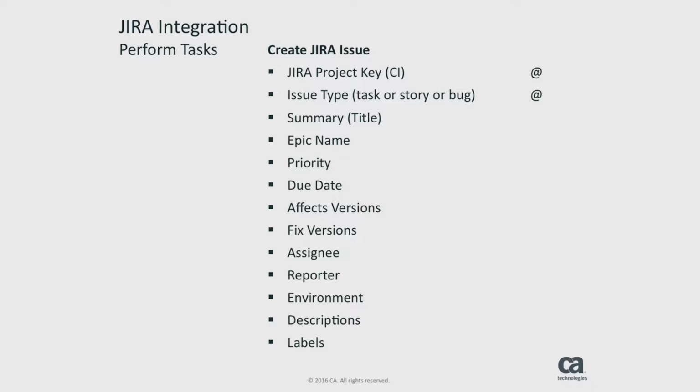The issue type, which could be a task, a story, a bug, whatever you've got configured in there. And then the summary, which actually becomes the title of the new issue you've created. You can also assign epics and priorities and due dates and affected versions and fixed versions. In my case, I did the assignee because I wanted to be able to pull it up and look at it quickly and easily. So I put my name in there for the assignee, and then reporter, environment, description, and labels as well.